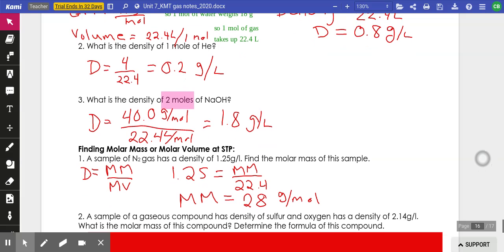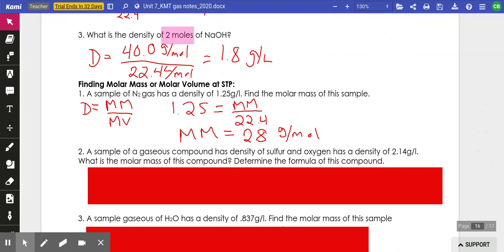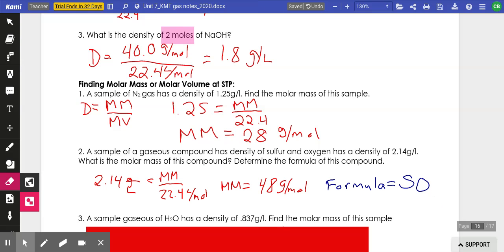Okay, so I want to see if you can do the next one. On this next problem, I'm asking you to calculate the molar mass, and then based on that molar mass information and on the fact that this has sulfur and oxygen, I'd like you to determine what the formula is of this compound, meaning how many S's and how many O's. So give that a try right now, and let's see how you do. Okay, is this what you got for your final answer? The molar mass was 48 grams per mole, and the formula should have just been SO, or if you wrote OS, that's fine too.